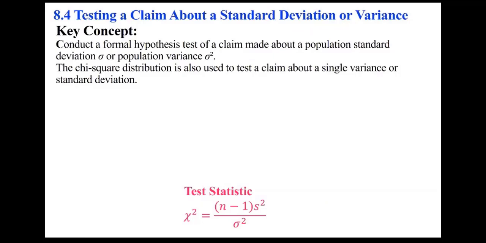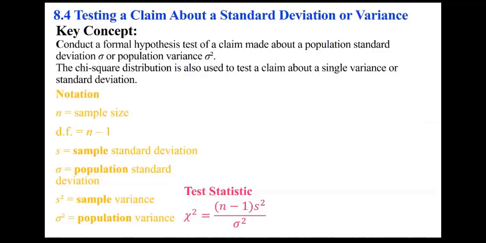Testing a claim by the standard deviation, we are going to conduct a formal hypothesis test of a claim made about population standard deviation sigma or variance sigma squared, in which case the chi-square distribution is used in the case of a single variance or standard deviation. In this case, the test statistic chi-squared is n minus 1 times s squared over sigma squared.